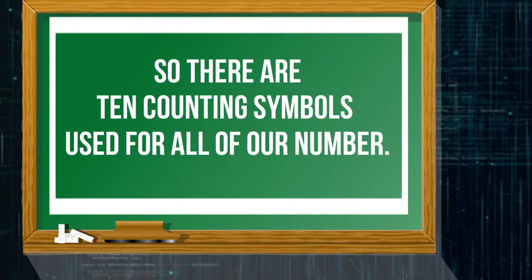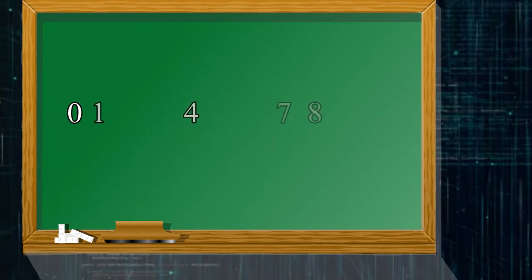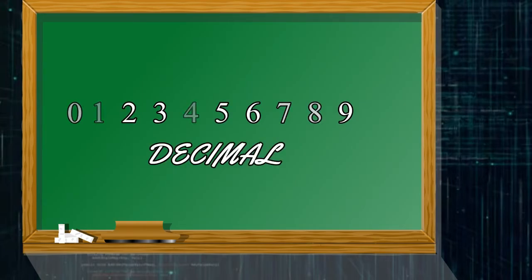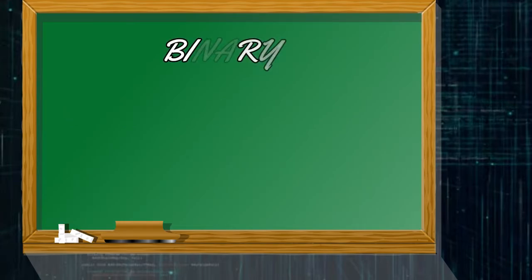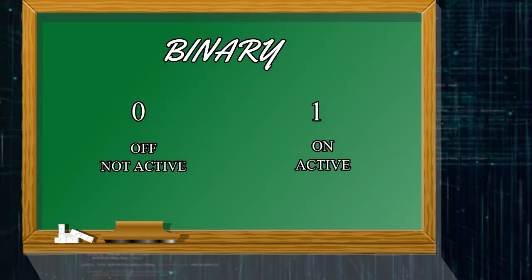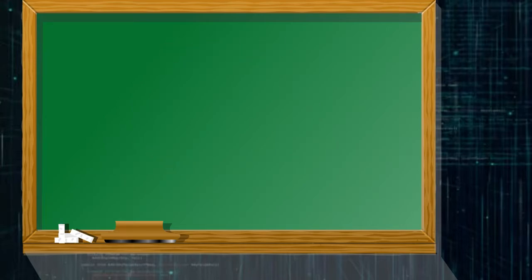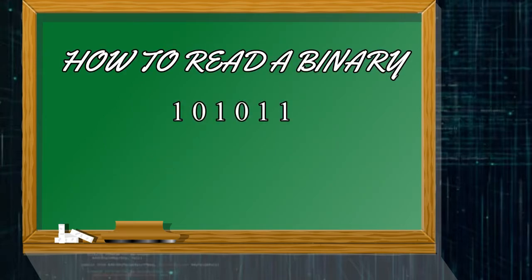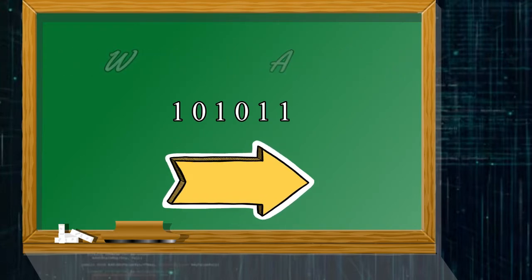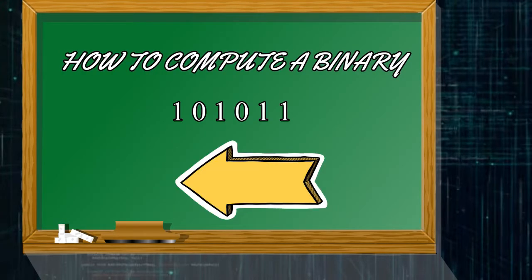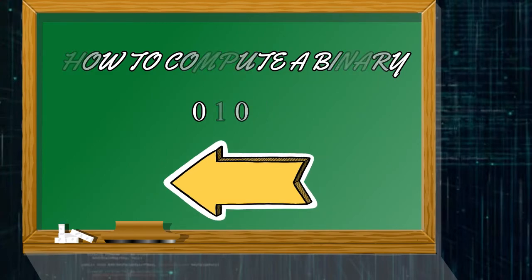So there are 10 counting symbols used for all of our numbers, starting from 0 all the way up to 9. That's for decimal. Now, for binary, we only have two numbers, the 0 and 1. The number 0 means off or not active, and the number 1 means on or active. When you read a binary number, it starts from left to right. And when you compute the binary number, it starts from right to left.